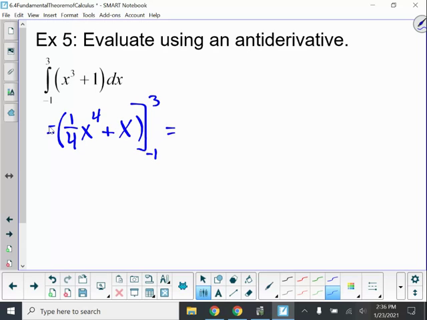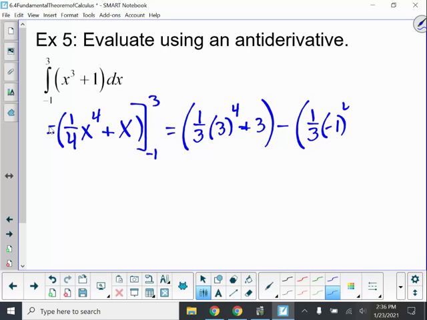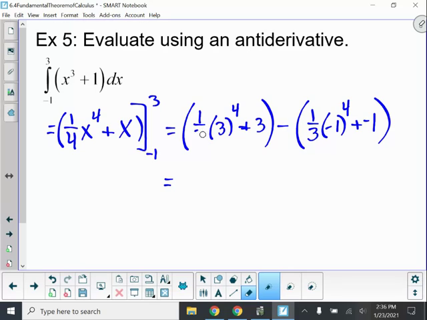So I would plug in the 3 first. So that's 1/4 of 3 to the 4th plus 3, minus plugging in the -1. So 1/4 of -1 to the 4th plus -1. Then we have some simplifying to do. 3 to the 4th power is 81 times, and I don't know why I changed that to a third from a fourth. I did that for both of them. See if I can fix that.